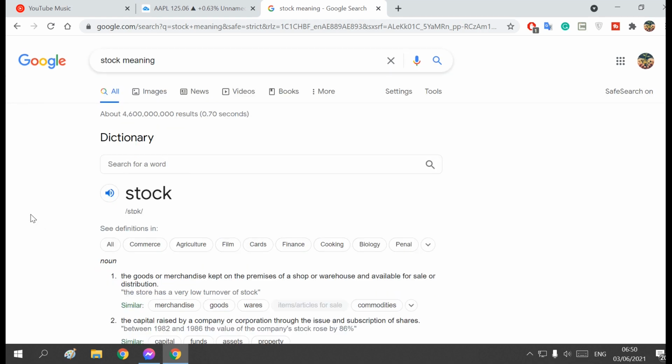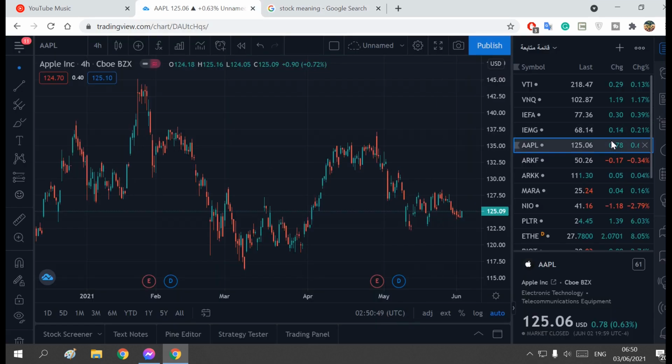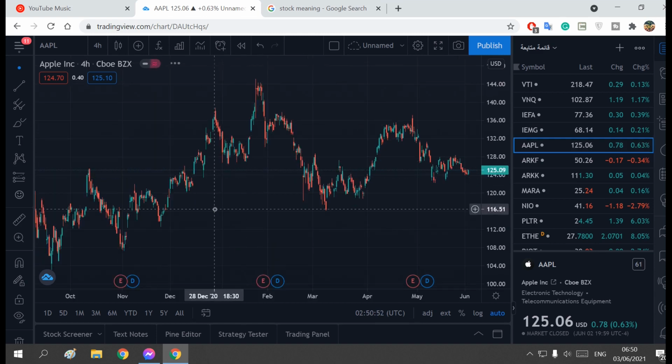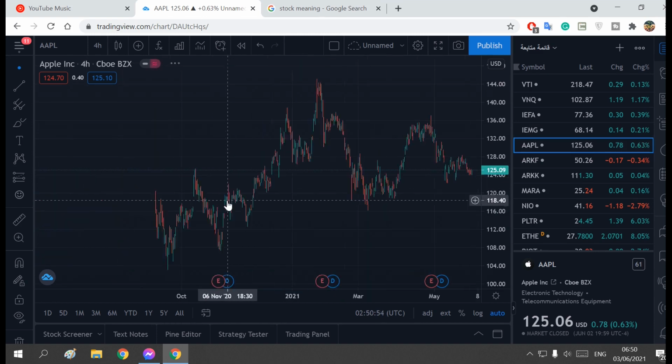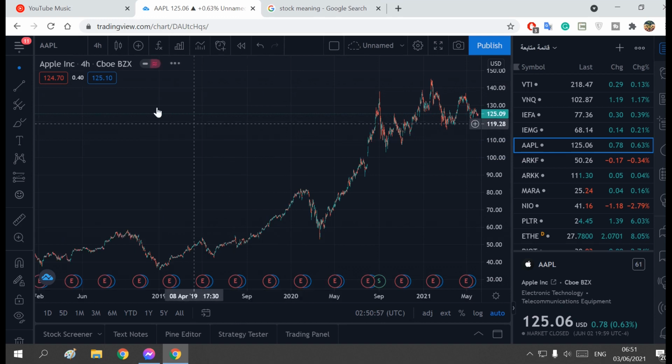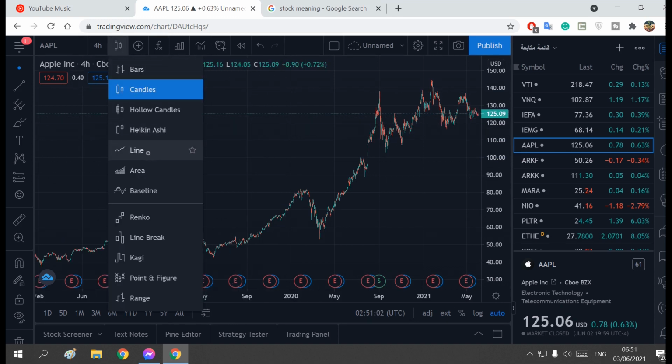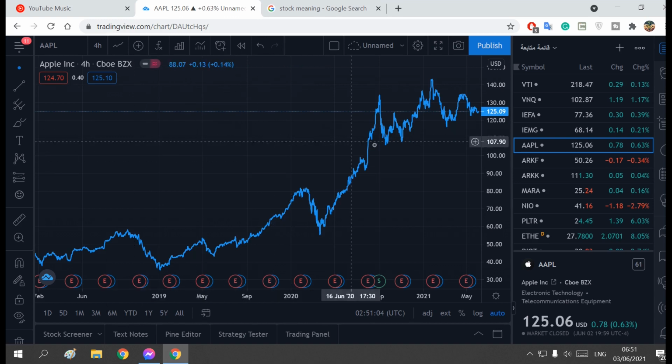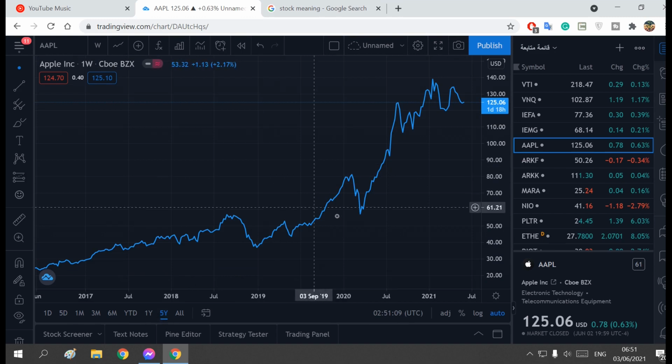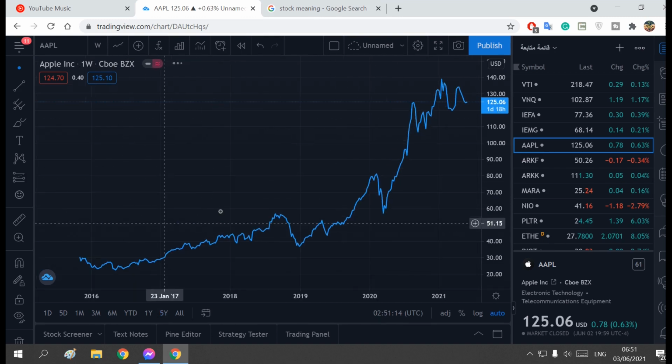So why should you buy these stocks? Because simply, stocks on the long term grow in value. As we see here with Apple, I'm just using Apple as an example. If you go back, I'm just doing a line graph here, and I'm gonna make it a long-term graph.